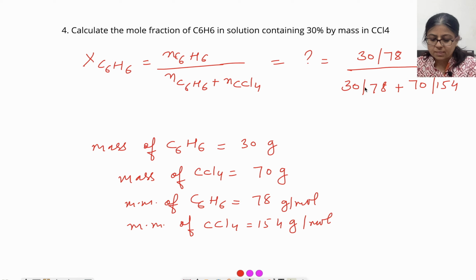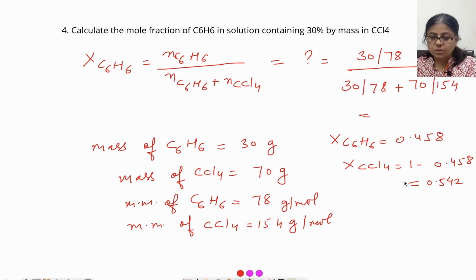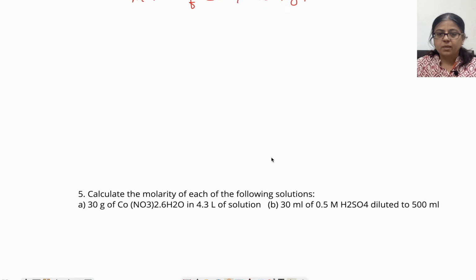Mole fraction of benzene, 30 by 78 divided by 30 by 78, this means the number of moles of benzene plus number of moles of CCl4. After calculation, you will get the value 0.458, and the mole fraction of the other component CCl4 is equal to 1 minus 0.458, which is equal to 0.542. Okay, this will be the value of the CCl4 mole fraction. So this is how we can calculate the mole fraction of benzene in a solution containing 30% by mass in CCl4. This is the numerical related to mole fraction.